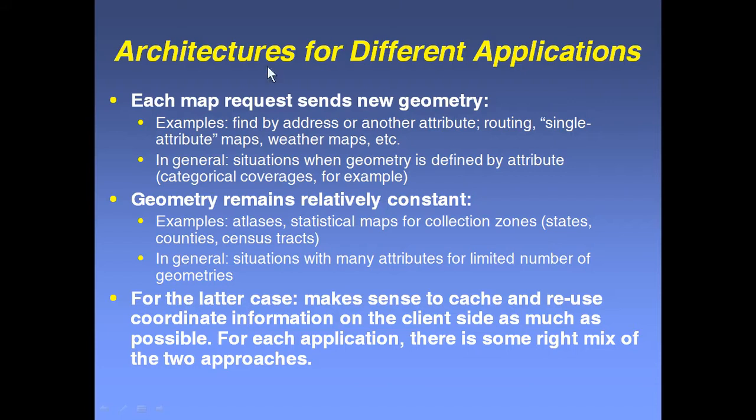So these are the three architecture cases: the picture case, the graphic element case and the data case. So architecture differs for different applications: in one case each map request sends new geometry, in the other geometry remains relatively constant, and for the latter case it makes sense to cache and reuse coordinate information on the client as much as possible. Because when you are working on the web, you need everything to be fast. You cannot go back again and again to the server and ask for the data. So for each application there is some right mix of the two approaches.